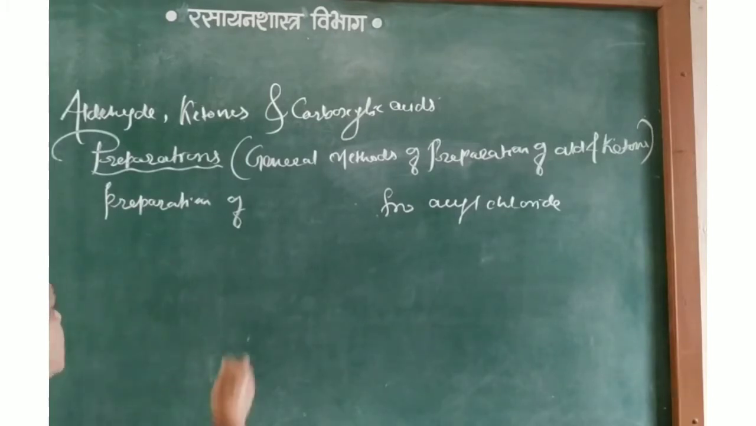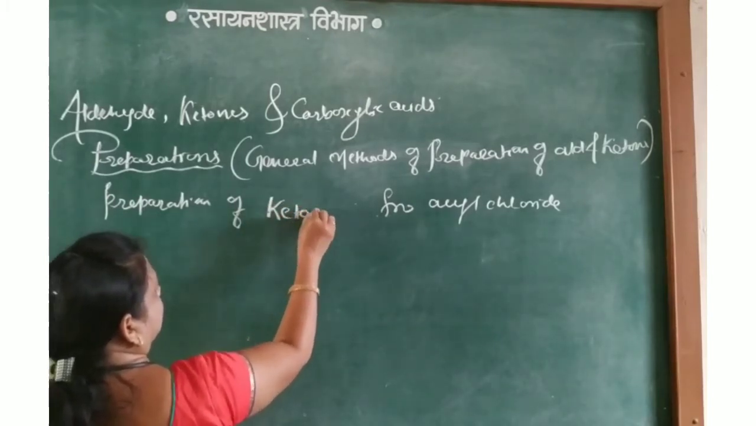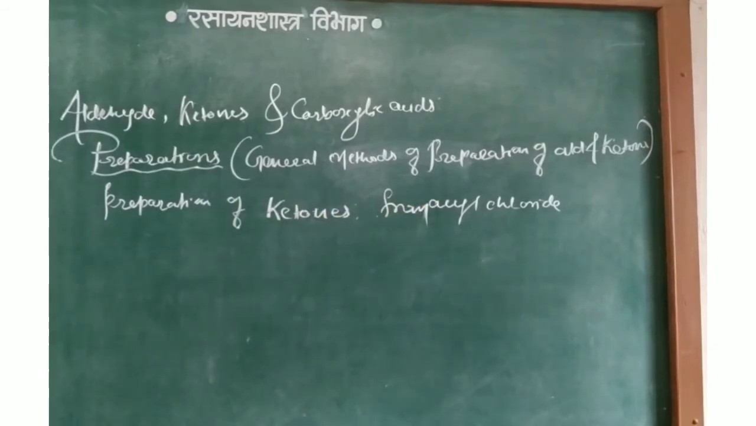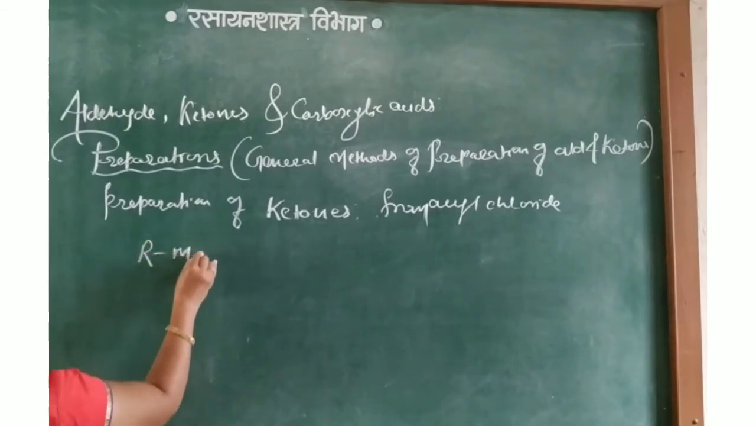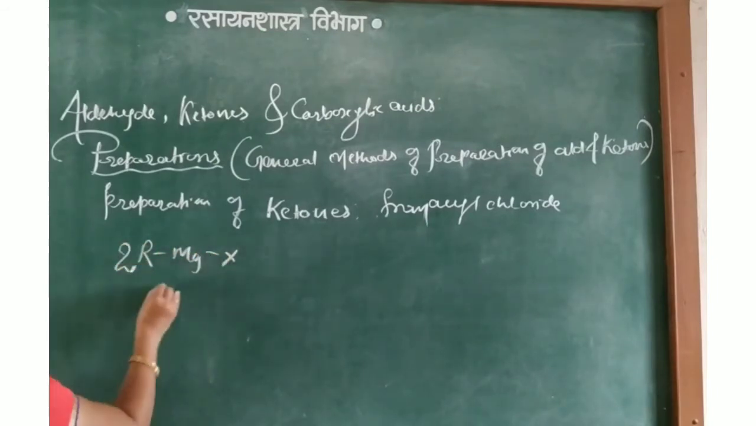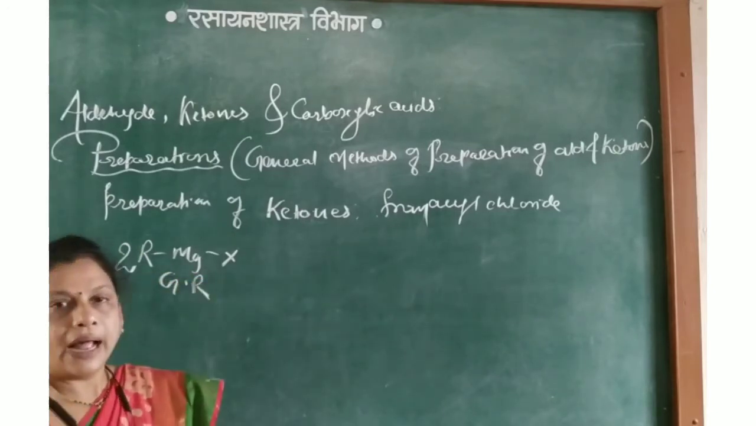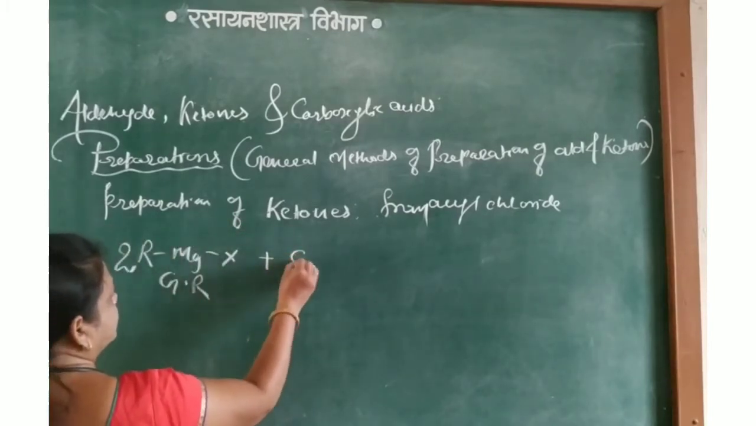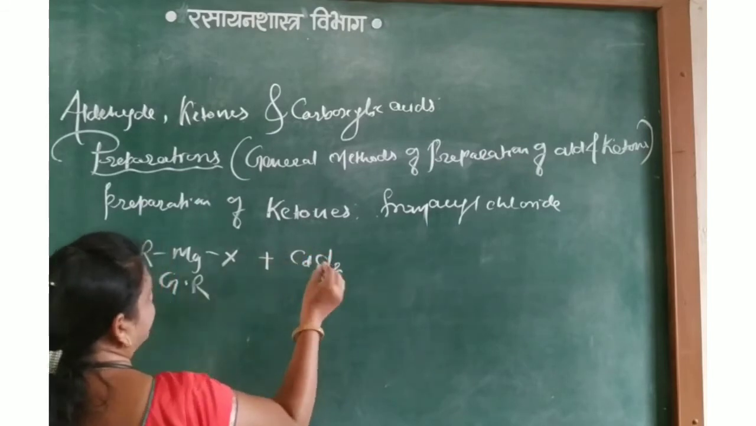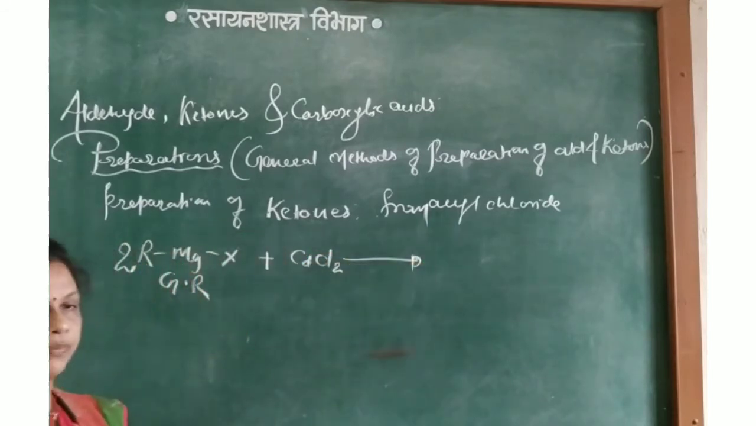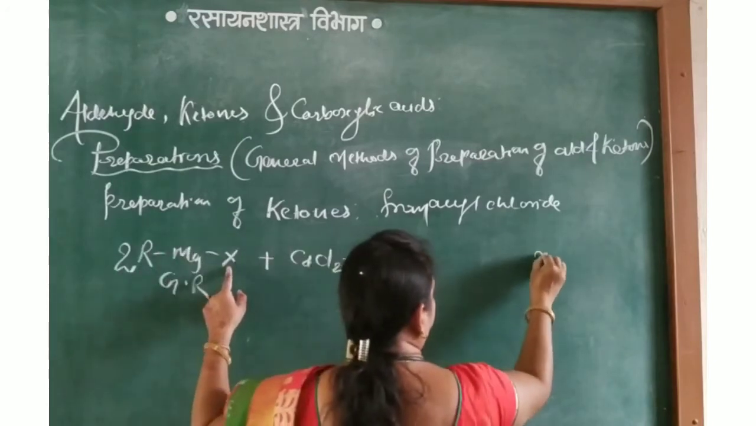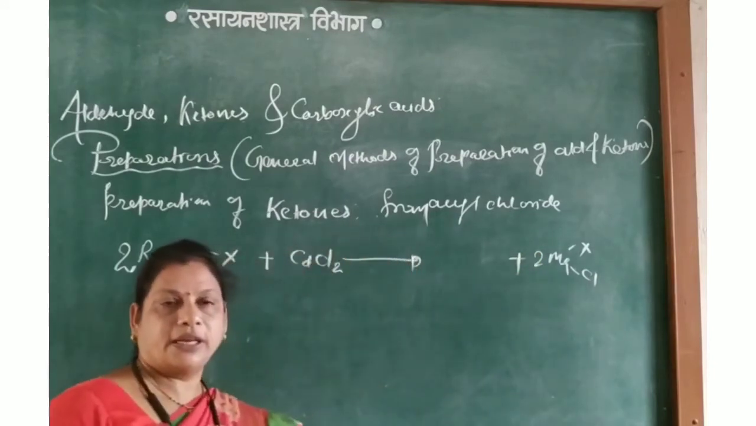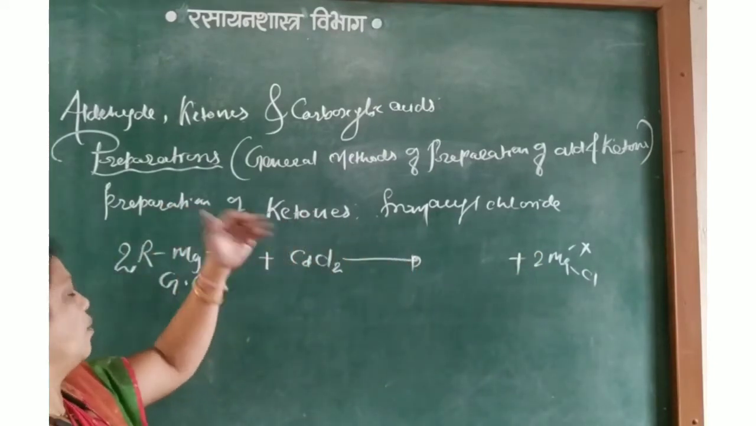Preparation of ketones from acyl chloride. First here RMgX. What is this RMgX? RMgX means alkyl magnesium halide, and this is called a Grignard reagent. Grignard reagent plus CdCl2, cadmium chloride, to form here twice MgX, and this Cl combined here. Magnesium chloride or bromide or whatever halide.